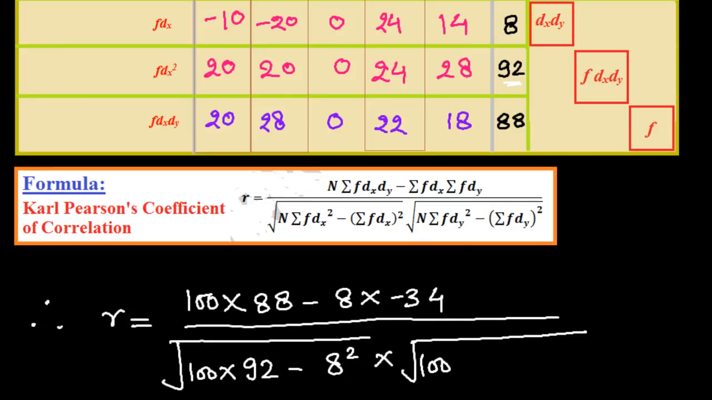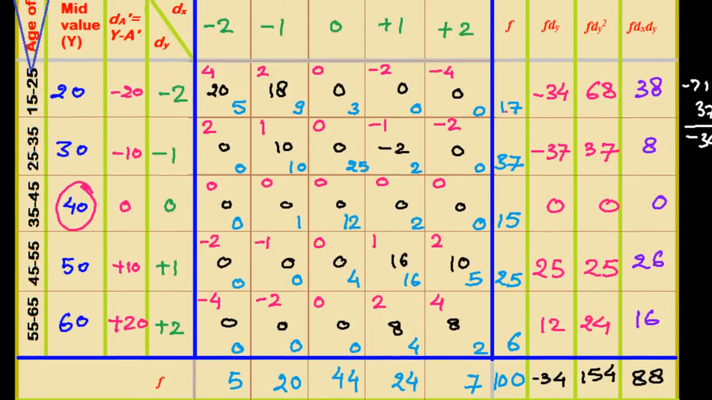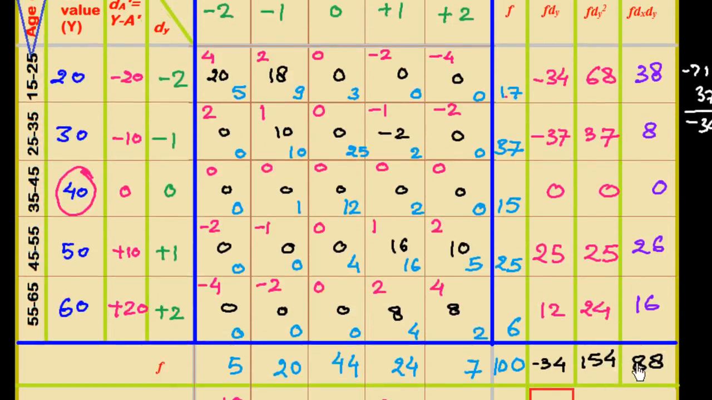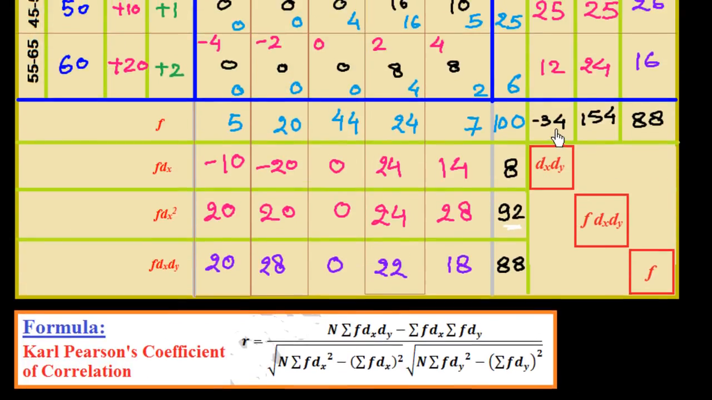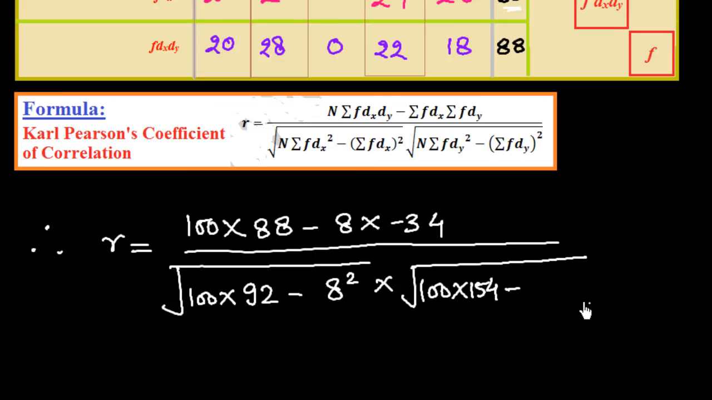Summation of f dy square. So summation of f dy square is 154. So we have to write down here 154 minus summation of f dy whole square. So f dy is minus 34, so it is minus 34 square.